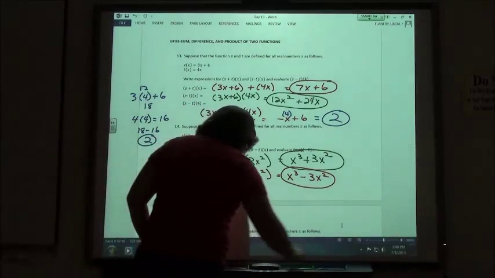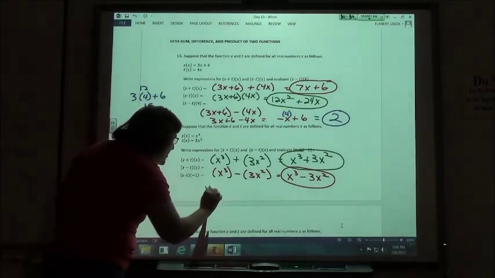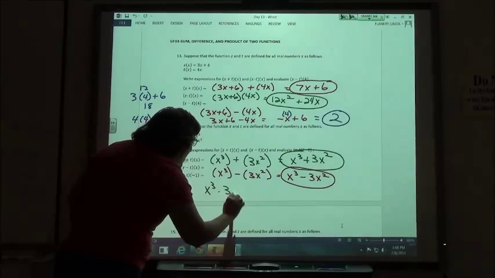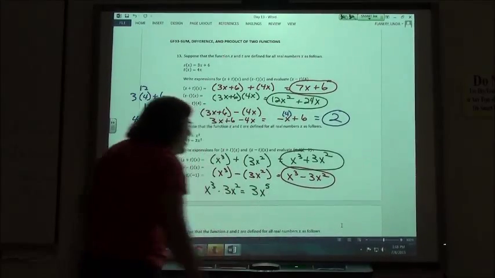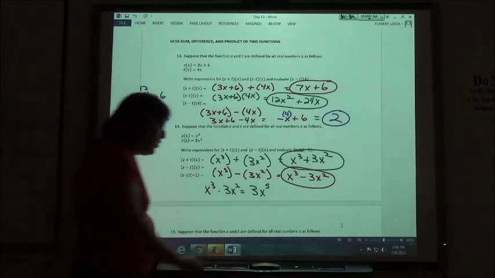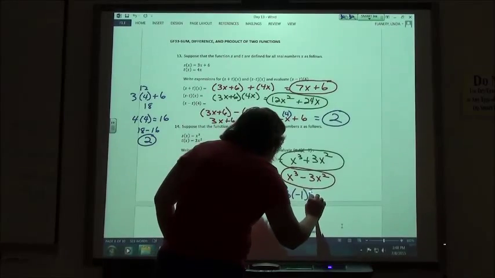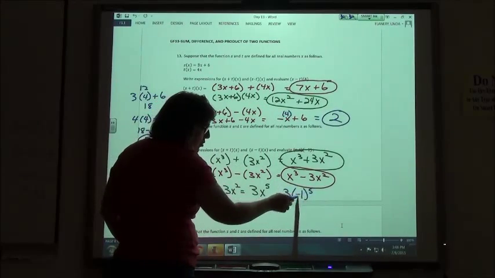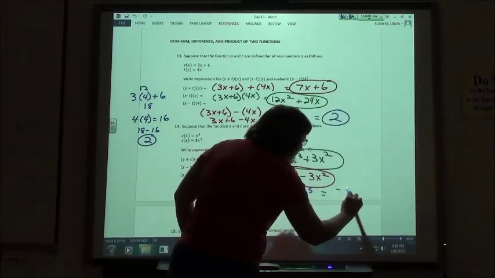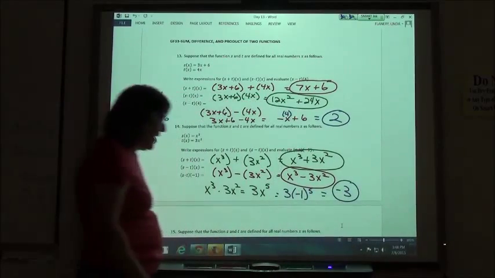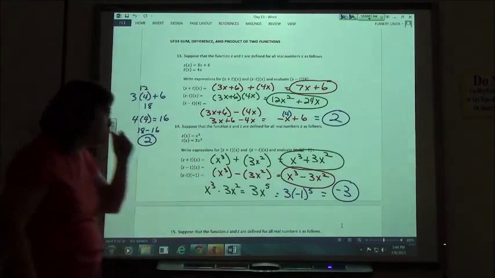On the last one, I'm going to do s times t. So I'm going to take my x to the third times my 3x squared, which would give me 3x to the 5th power. I'm then going to evaluate that at negative 1. So 3 times negative 1 to the 5th. Well, negative 1 to the 5th is still negative 1. Negative 1 times 3 gives me negative 3 for my answer. I've got to remember to follow my order of operations, so do exponents then multiply.